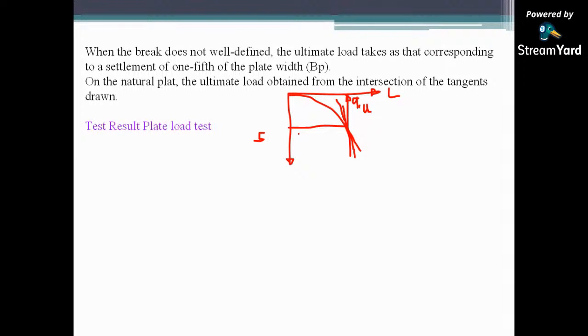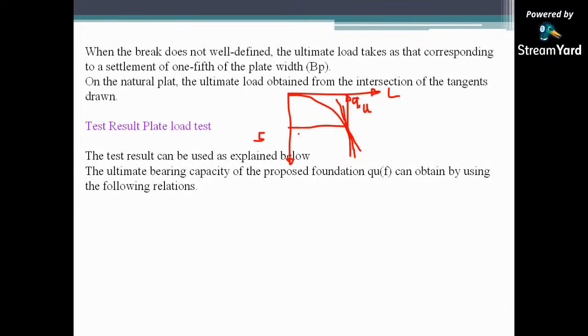So next is the test result of the plate load test. The test result can be used as explained below. The ultimate bearing capacity of the proposed foundation, Quf, can be obtained by using the following relations. For clay soils, Quf equals Qup. For sandy soils, Quf equals Qup into Bf upon Bp.